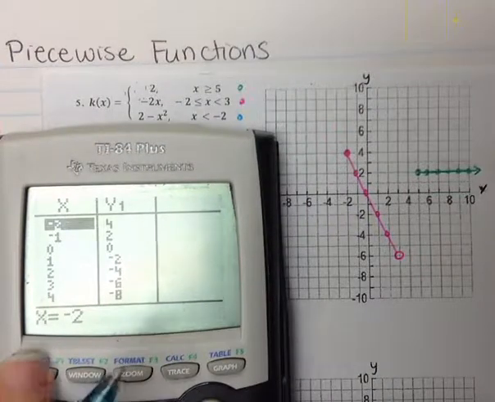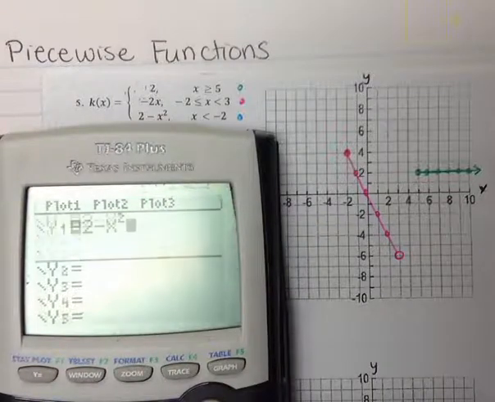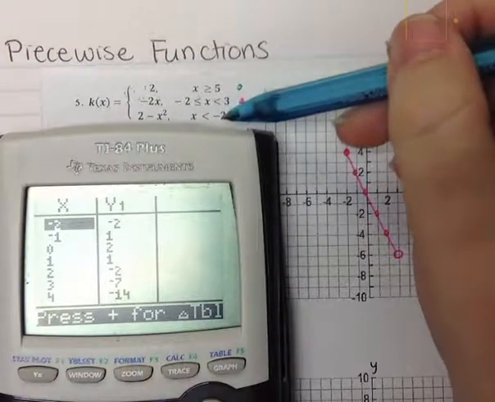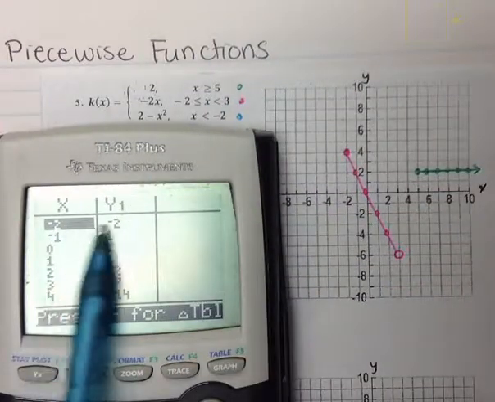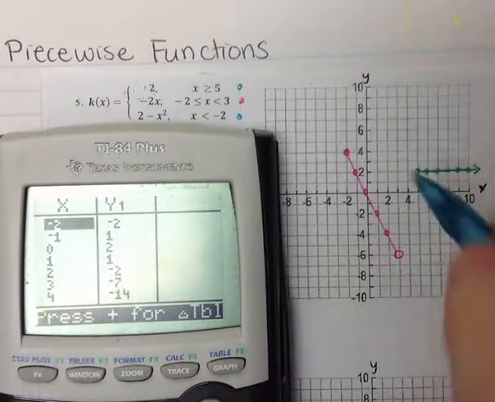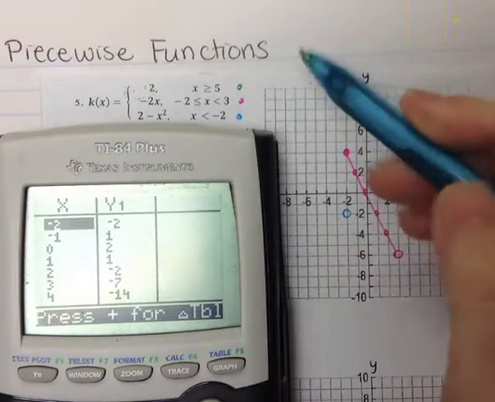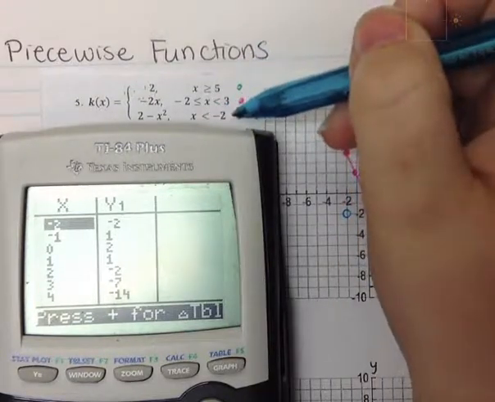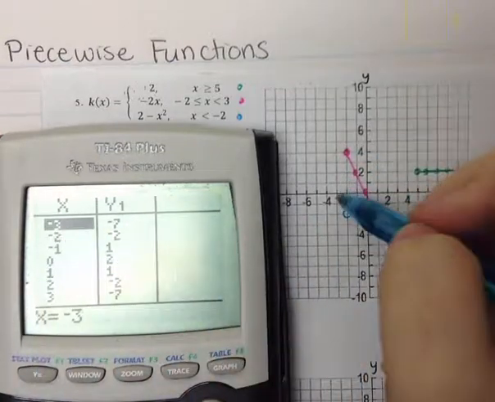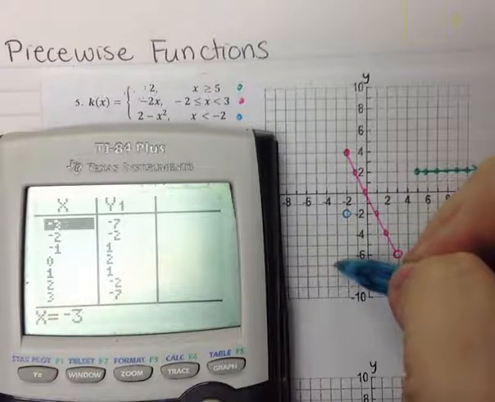And then for the blue, I'm going to go to my y equals, clear it out, 2 minus x squared. And I'm going to go to my table. My first coordinate is at x of negative 2, and that is going to be open. And I need all of the x values that are smaller than negative 2. So I'm going to go up here to (-3, -7). And this can be solid because now I can have them solid.